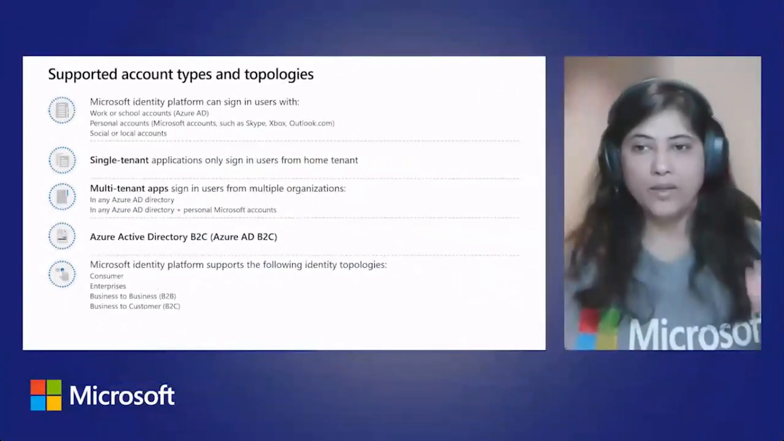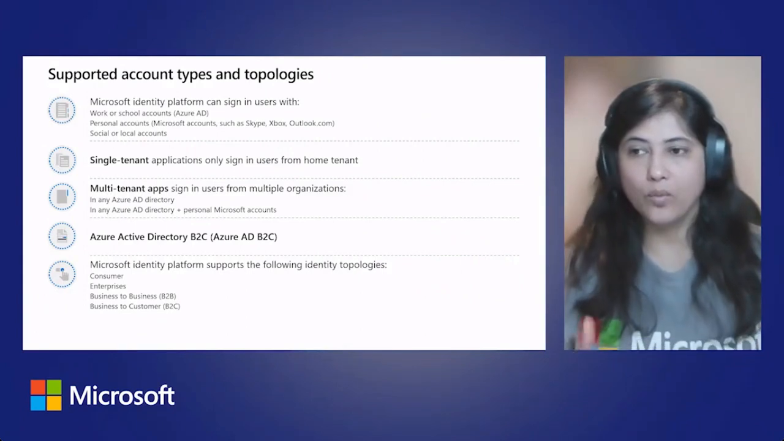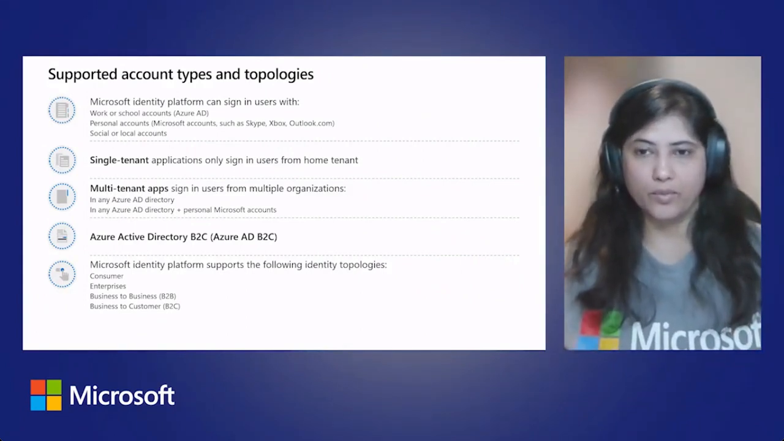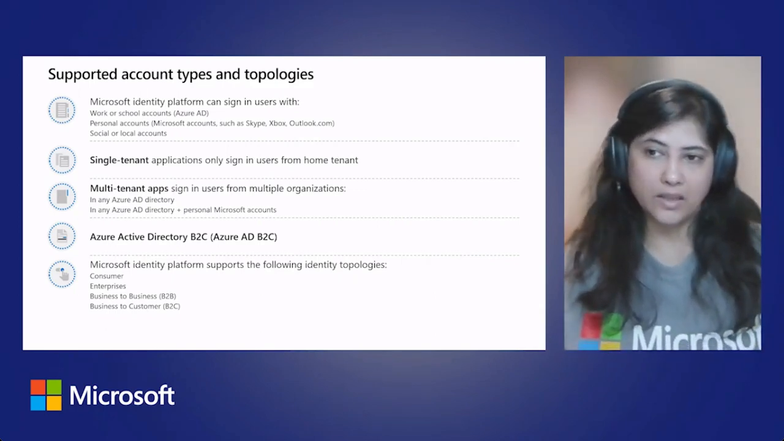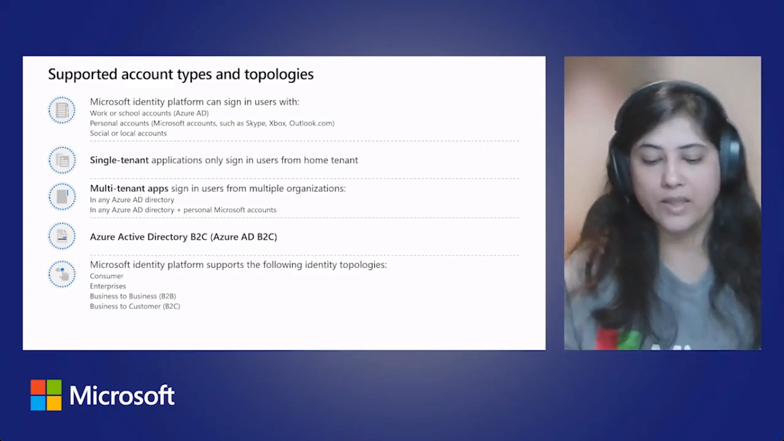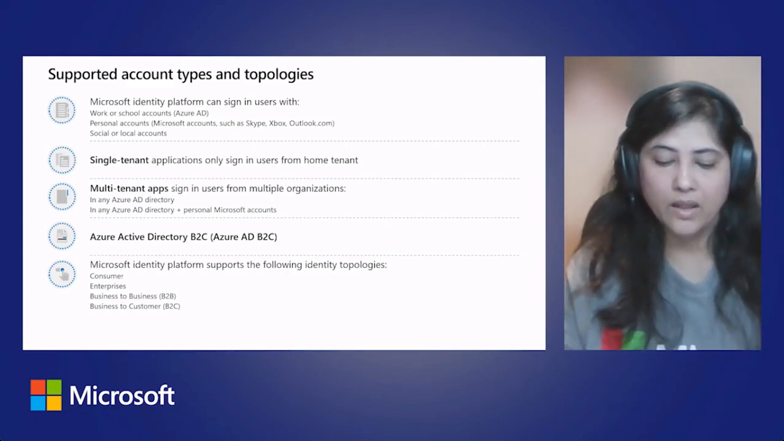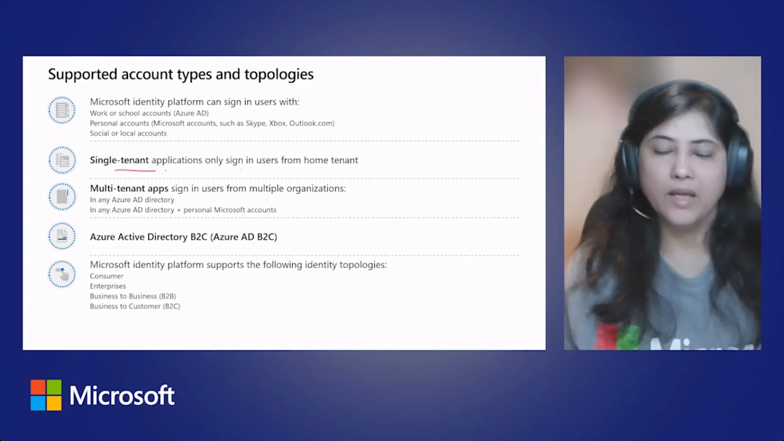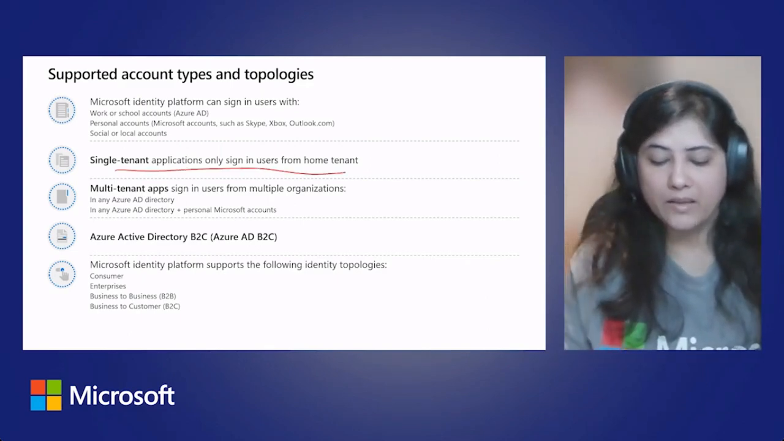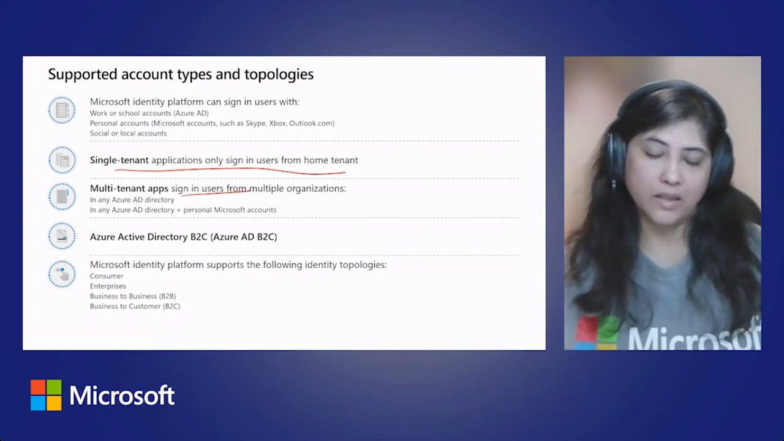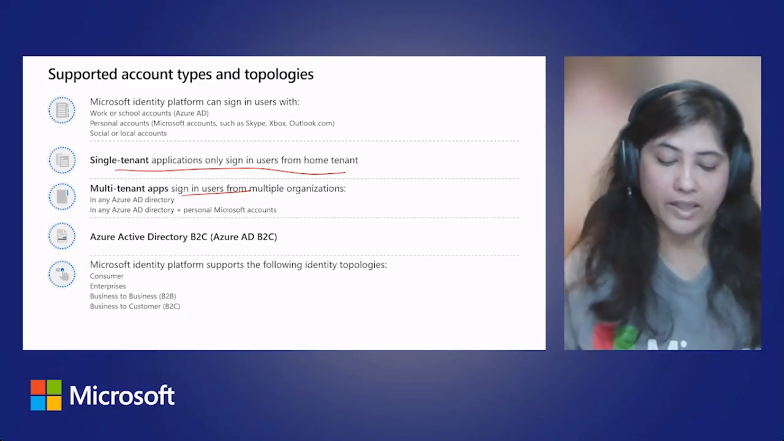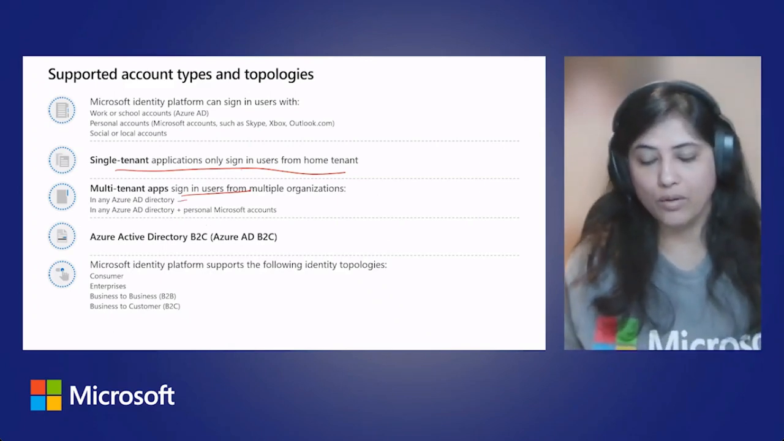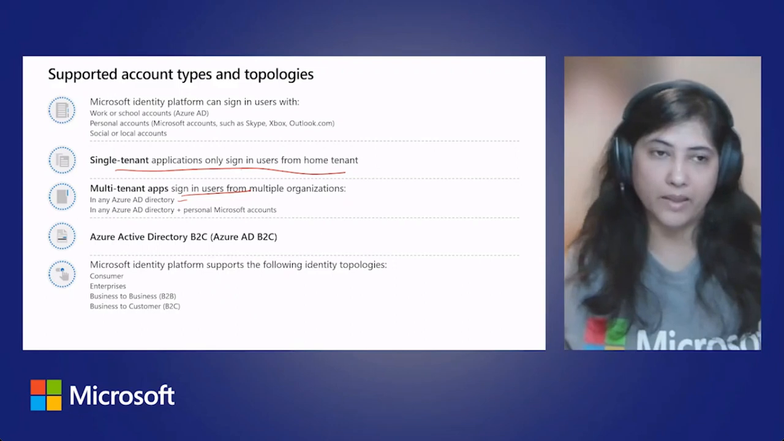So a key decision you will make when registering an app is what type of accounts it will support. Okay, so Microsoft Identity platform supports single organization accounts. So these are the accounts within your tenant, for example, your employees. So here we have the single tenant option. And then we have multi-tenant apps as well. So these are the accounts within your tenant, as well as other Azure AD tenants. And you could also include in here your personal Microsoft account.